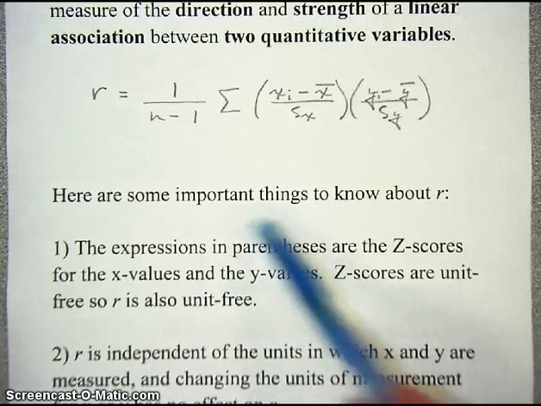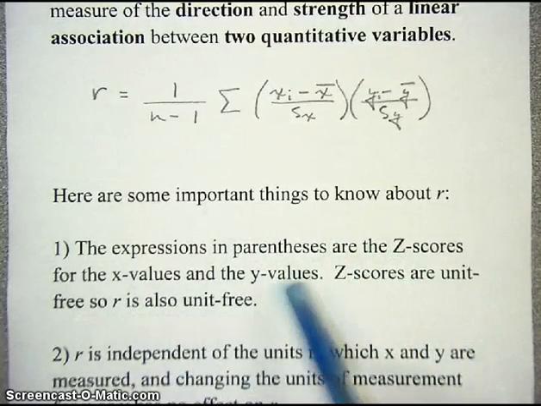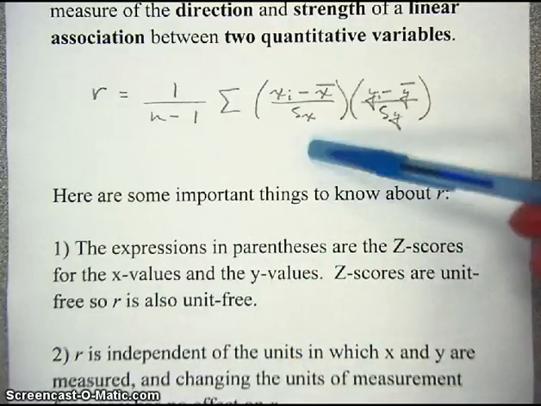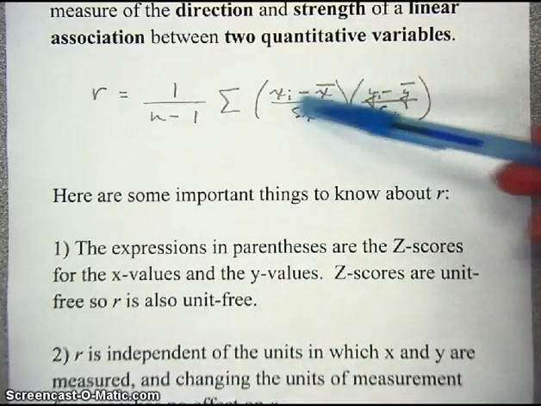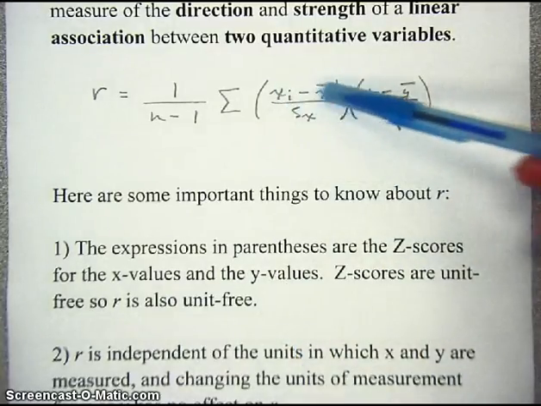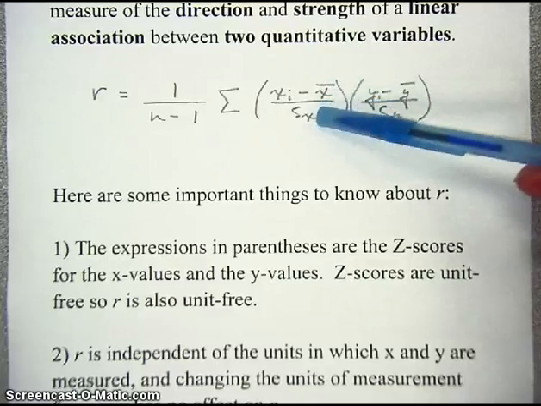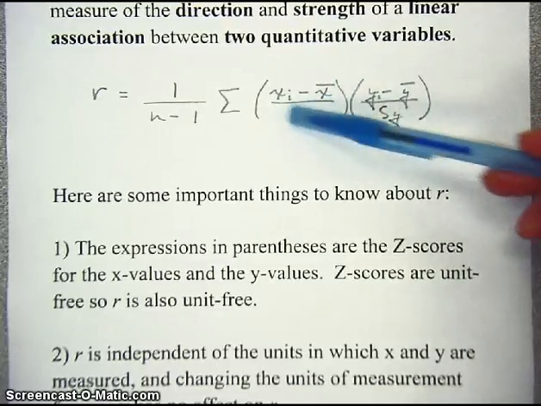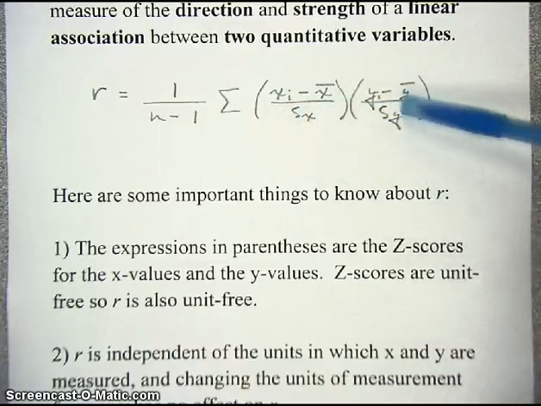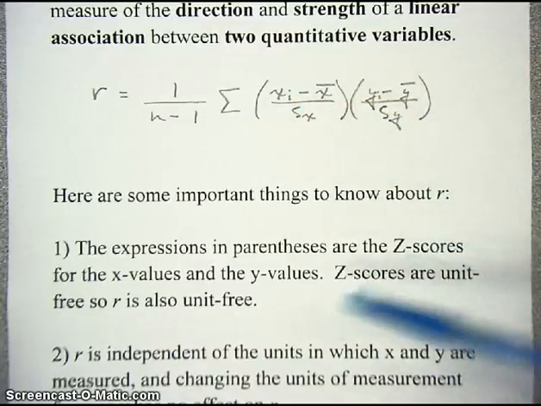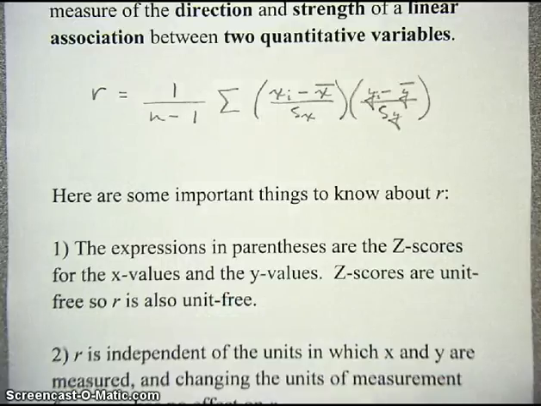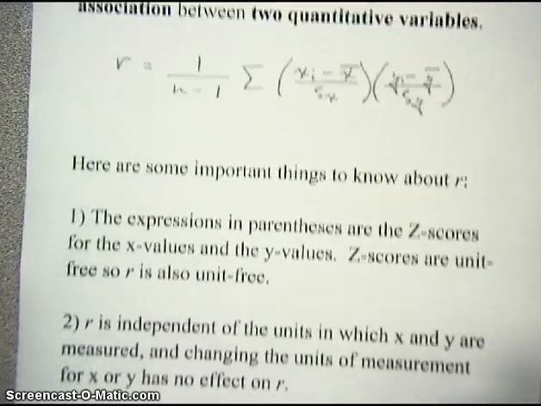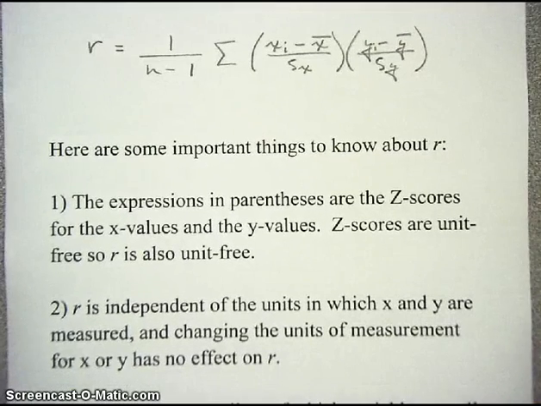First of all, the expressions in the parentheses are the z-scores for the x values and the y values. Since these z-scores are unit-free, whatever unit you measure x in, you're going to subtract the mean, which is in the same unit, and divide by the standard deviation in the same unit, and the units cancel out. So since that z-score is unit-free and this z-score is also unit-free, R is unit-free. So whenever you're talking about this R, never attach a unit to it. It's a unit-free number.